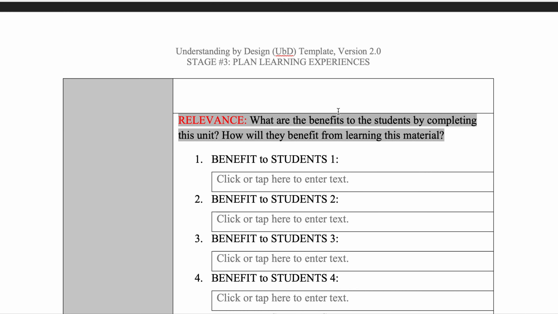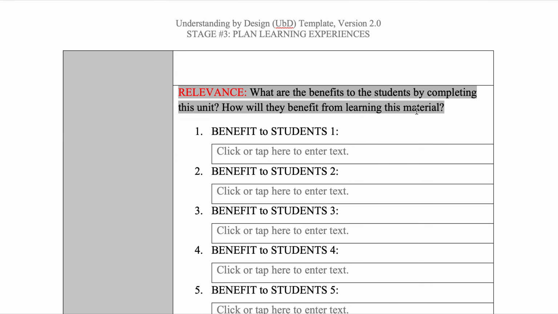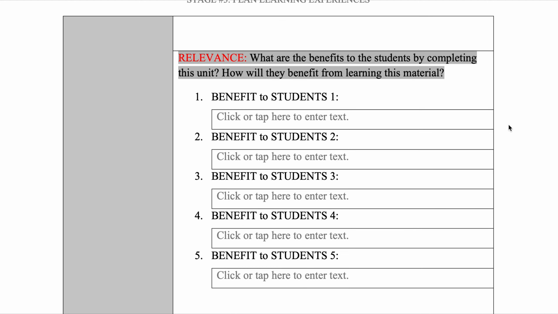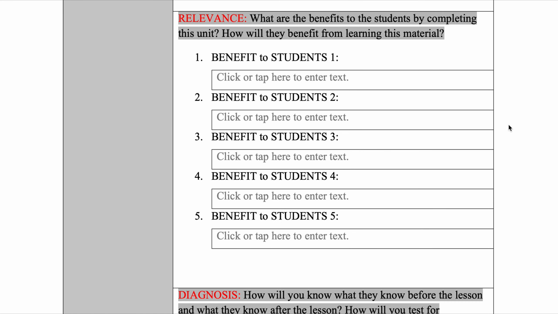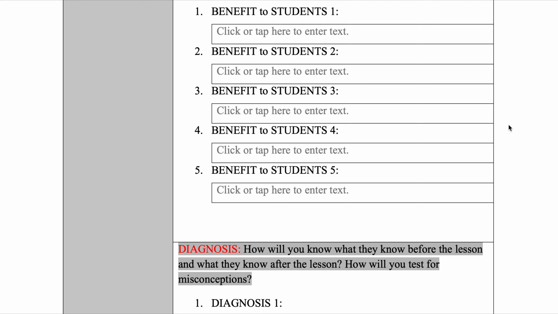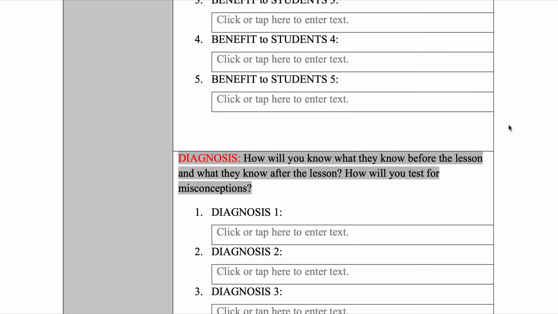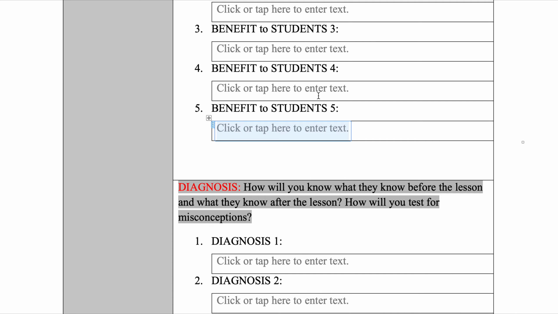The next part would be relevance. What is the benefit of students completing this unit? How will they benefit from this material? Are they going to be able to take what they have learned and build a career out of it, or build a hobby out of it? Or how exactly will that student benefit from your unit? This is where you will put the different types of benefits that you feel apply to each individual student. So you will add those in this section here.